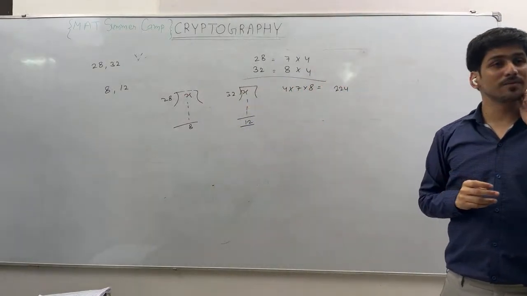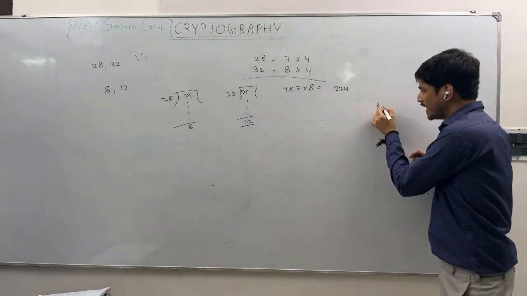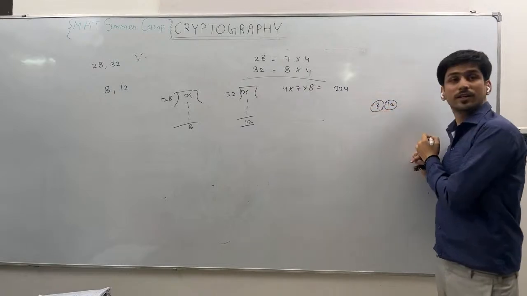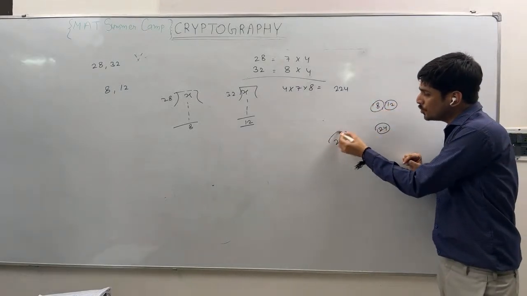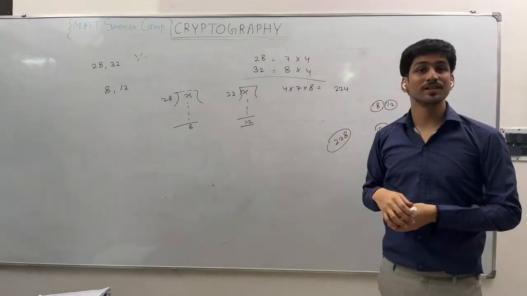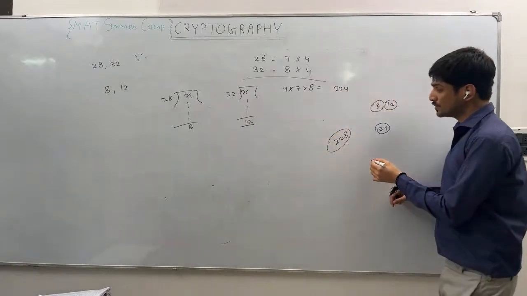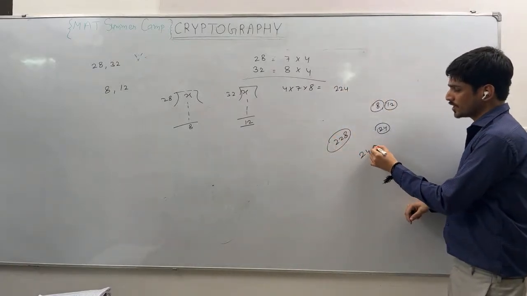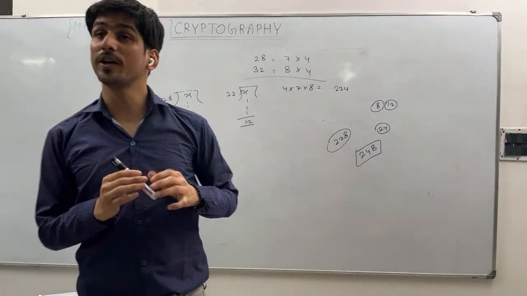8 and 12, what is the LCM? All of you try. You are telling add the LCM of 8 and 12. What is the LCM? 24. You add 24 to 224. Now you try to divide, 248, right? Now you divide that number by 28 and let's check whether you are getting 8. You won't get it.